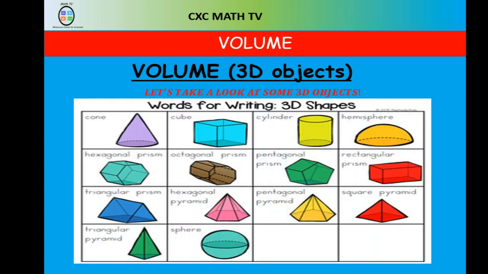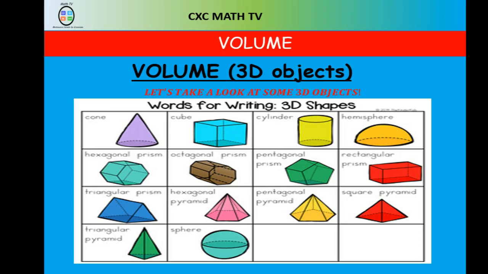Here are some 3D objects. You have a cone, a cube, a cylinder, a hemisphere, which means half of a sphere, a hexagonal prism, an octagonal prism, a rectangular prism, a pyramid, a sphere, a triangular pyramid. These are some three-dimensional objects, right?